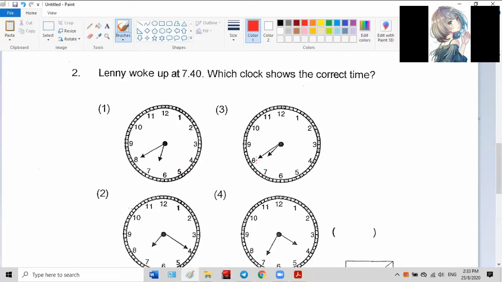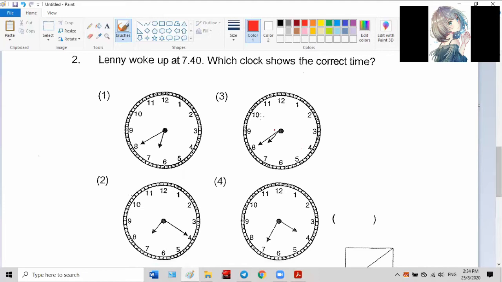Jenny woke up at 7:40. Which clock shows 7:40? Do you say number one? But if you say number one, don't get caught. This is 7, right? This one is pointing, but it hasn't even reached 7 yet. So number one is not 7:40. It is in between the 6 and 7, it hasn't reached 7 yet. So number one is 6:40, only.